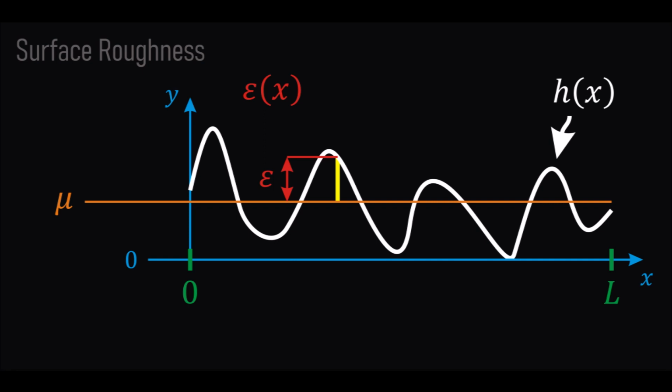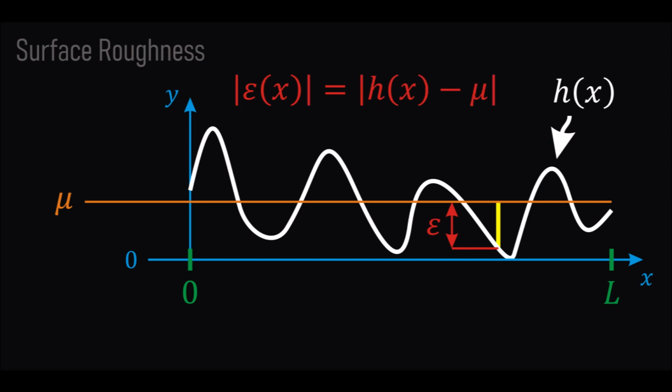According to our definition, the function epsilon of x is equal to h of x, which is the height of the profile, minus the mean value mu. And, what about negative deviation, when the height of the profile sits below the average line? As you will see pretty soon, we are only interested in the magnitude of the deviations epsilon. Thus, let's consider the absolute value of those deviations, so that we'll be dealing with positive values only.